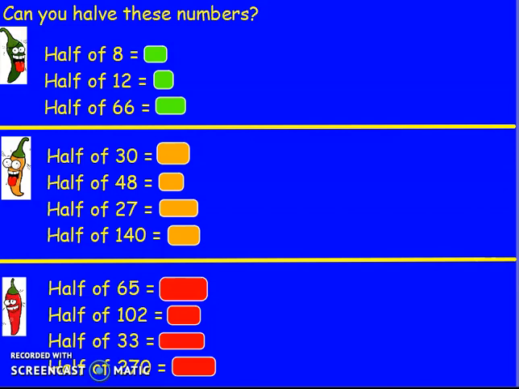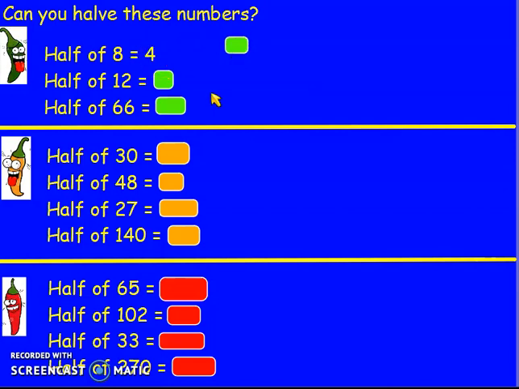Welcome back, Year 4. Have you had a go at halving these numbers? Get your blue pen or pencil to mark with me and shout your answers out as I read the sentence. Half of 8 equals 4.